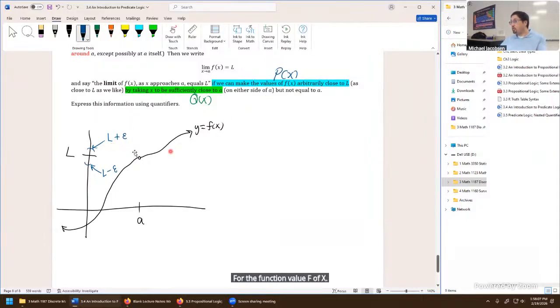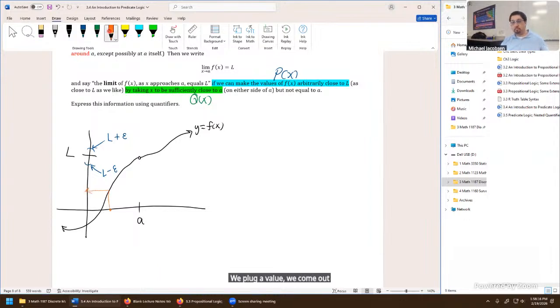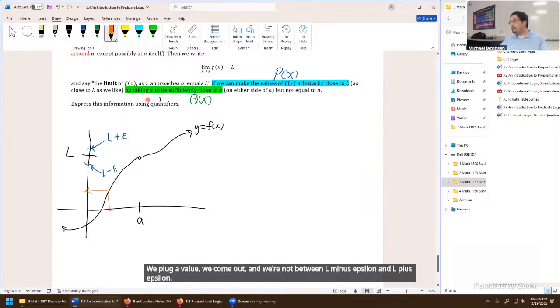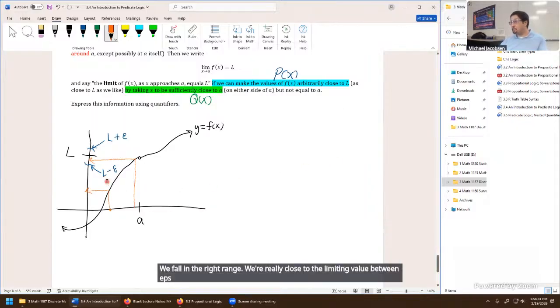Well, we'll get within this range, not when we're way out here, because if we're, say, here, we plug a value, we come out, and we're not between L minus epsilon and L plus epsilon. We have to be close to a. So if we're close enough to a, we fall in the right range. We're really close to the limiting value, between L minus epsilon and L plus epsilon.